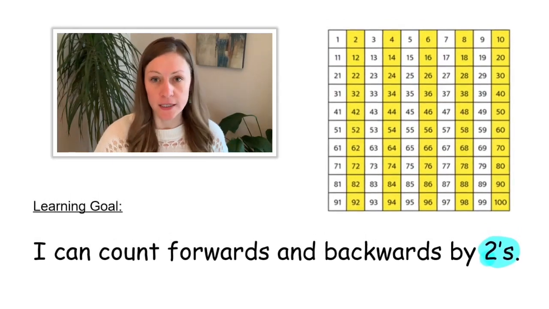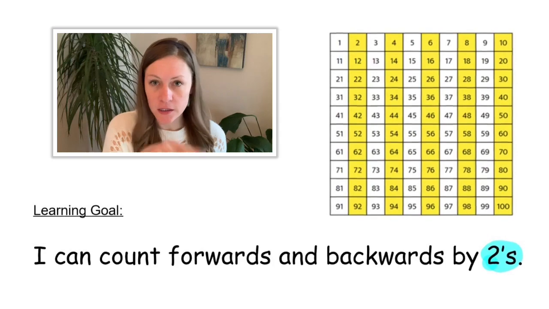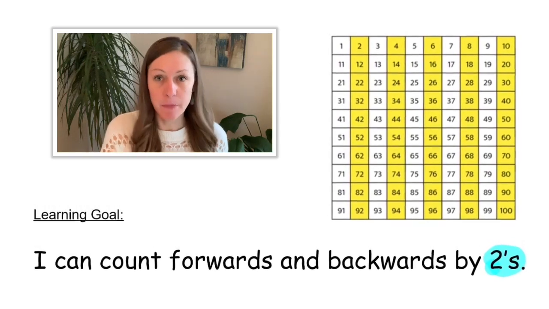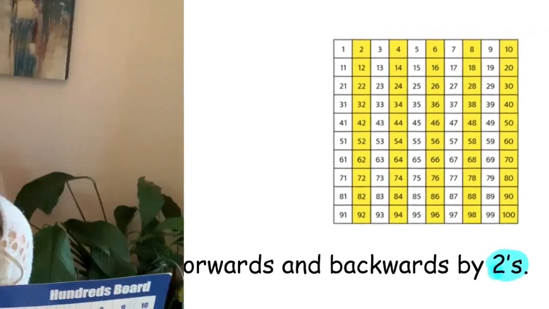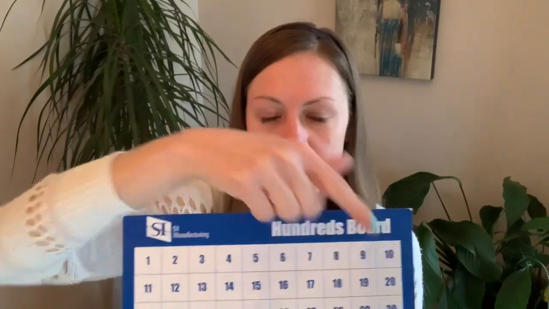Today's learning goal is I can count forwards and backwards by twos. So today we're going to talk about counting forwards by twos. So here's my hundreds chart. You would start at zero, off the map. You go 2, 4, 6, 8, 10. We're just skipping every other one.